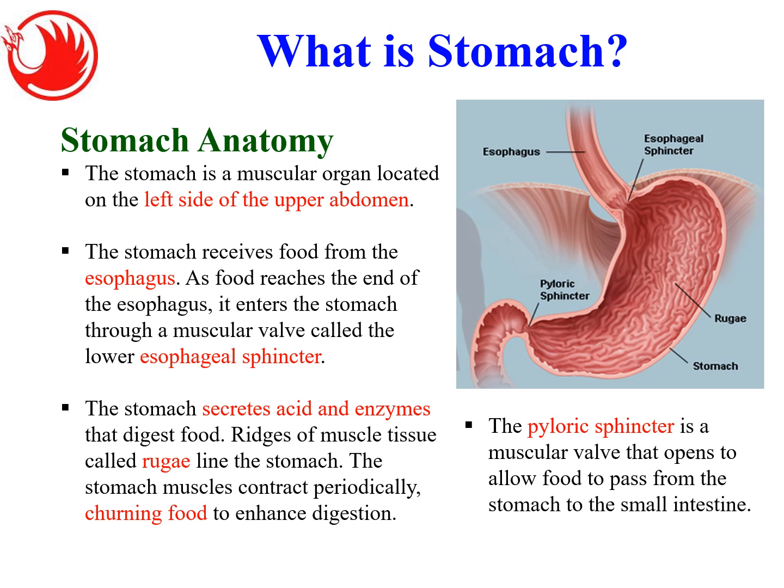The stomach muscle will also contract periodically to churn the food and enhance digestion. Next, when the food is ready to move out of the stomach, there is another muscular valve called the pyloric sphincter. It will open to allow the food to move from the stomach to the small intestine.